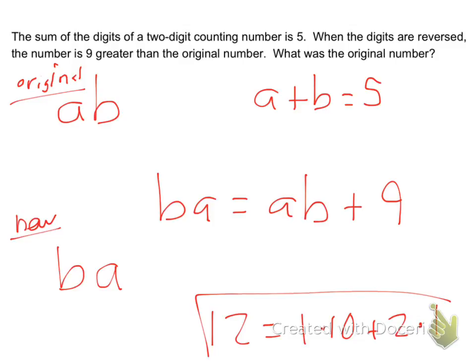How many tens do I have? A tens. How many ones? B. 10A plus 1B would be the value of AB. What's the value of my new number? 10B plus 1A, or just A?